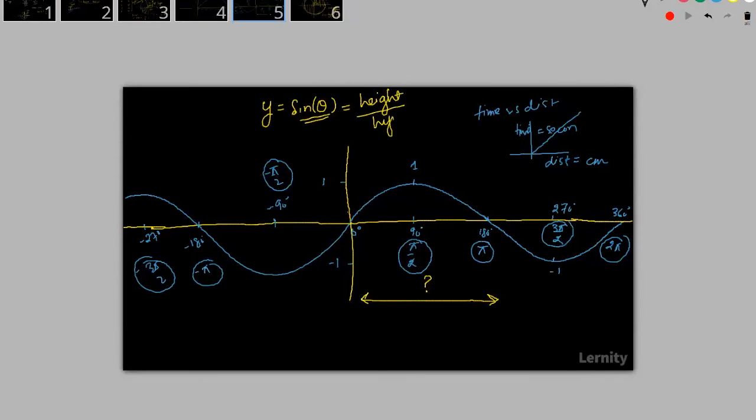upon hypotenuse. So this is a ratio. The ratio does not have any dimension. This will simply be a number. But because height will never be greater than hypotenuse, this will be a number less than or equal to 1 and greater than or equal to -1. So sine of theta will always be less than or equal to 1 and greater than or equal to -1.